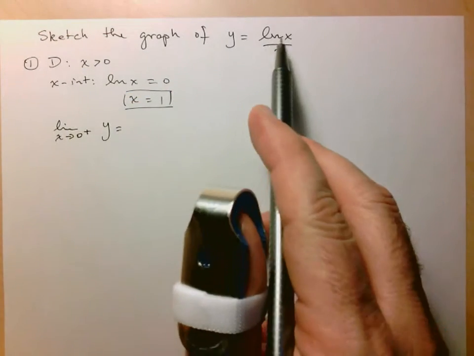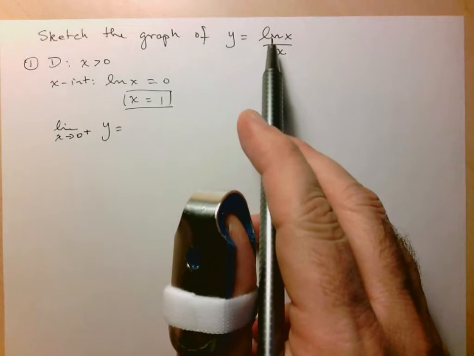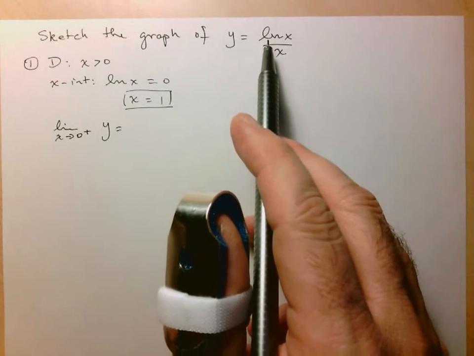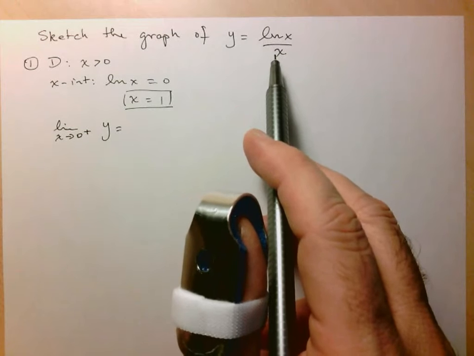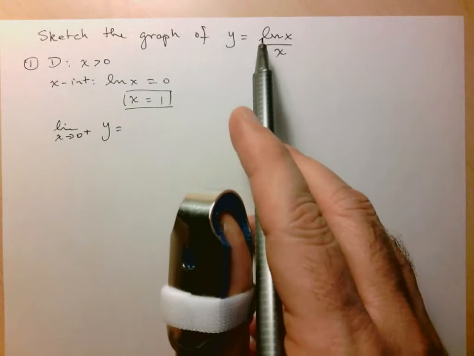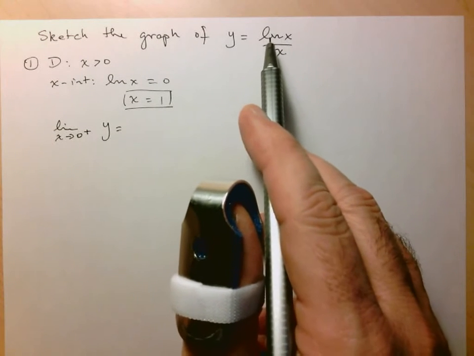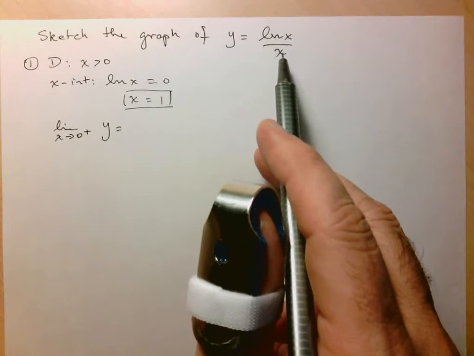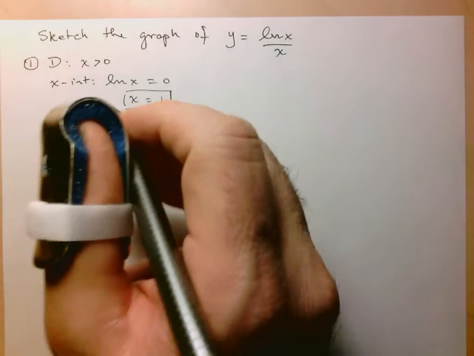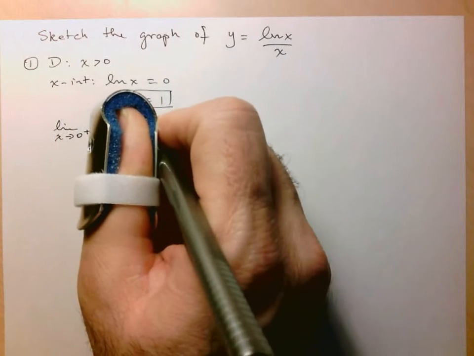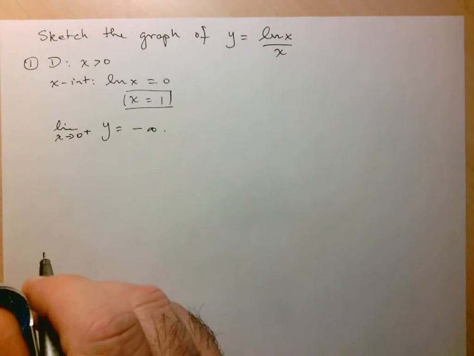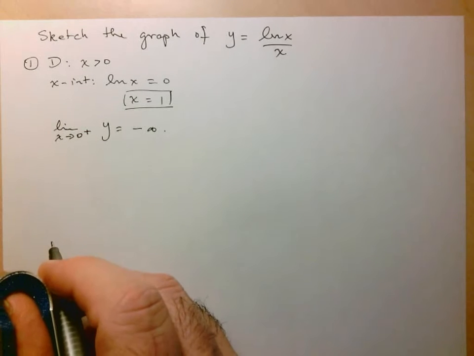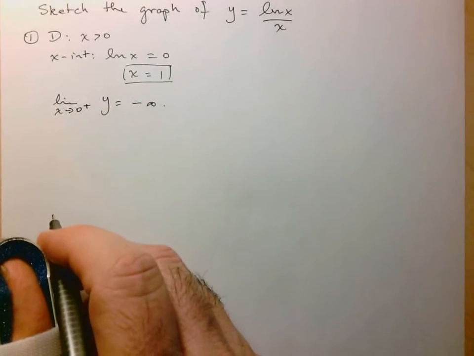So ln x is approaching negative infinity, and I'm dividing by a number that's very, very close to 0. So think of a very negative number, say negative 1,000,000, divided by 0.001. That's only going to make it more negative. So this will still approach negative infinity. Not surprising that we have a vertical asymptote.